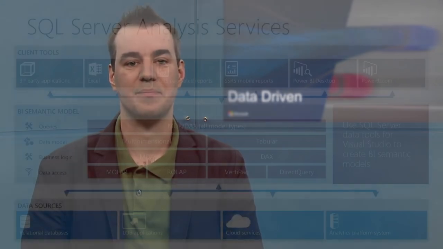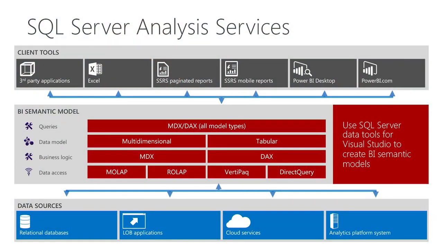But again, it's getting served from an IT-driven model that is created for your users inside of your organization. So in the middle, you'll see this semantic model layer. And on the top, you see client tools connecting to that semantic model. And the client tools can be third-party applications, Excel, SSAS, Power BI desktop, Power BI.com. They all connect to the semantic model.